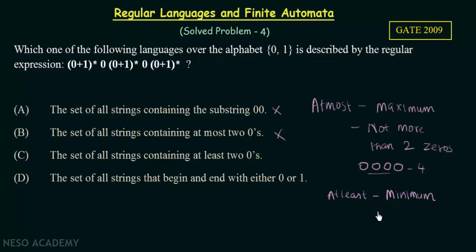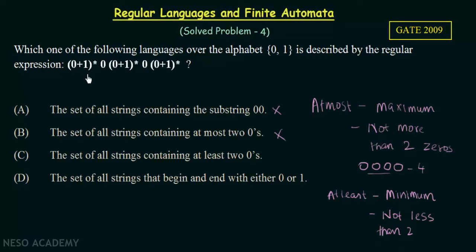But it should not be less than 2 zeros. Whenever we say minimum, it should not be less than the given number. So here it means not less than 2. That's what it means over here. So the set of all strings containing at least 2 zeros means it should have minimum 2 zeros. That means not less than 2 zeros.